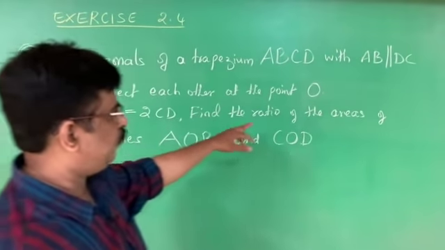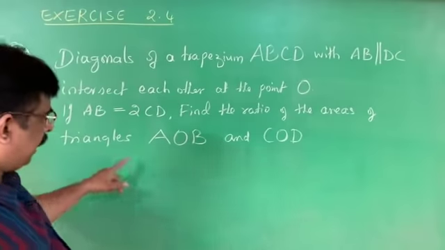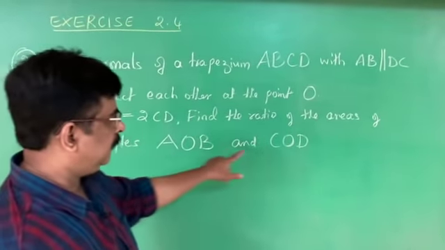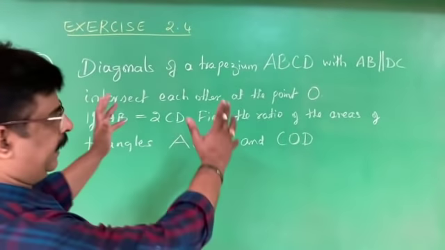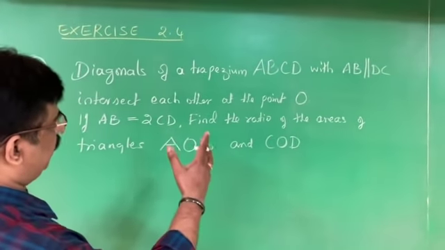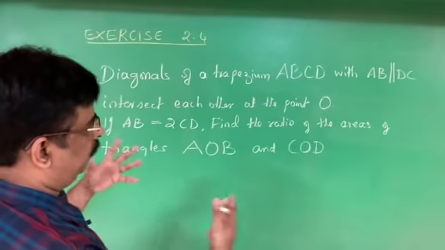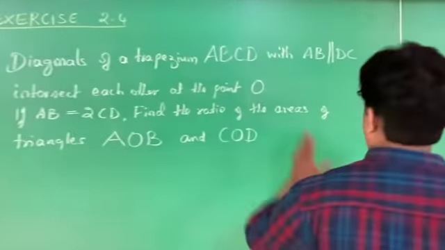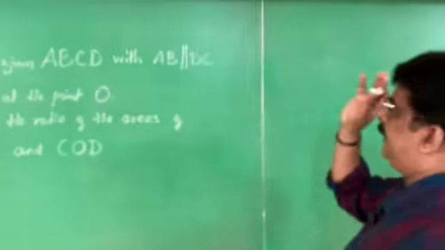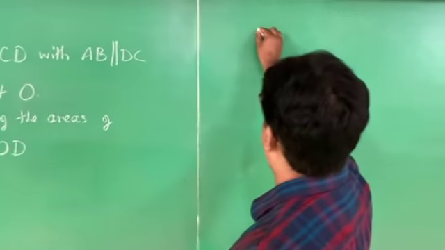And find the ratio of the areas of triangles AOB and COD. The skill of this particular problem is drawing the diagram. Once you are able to draw the diagram, then the problem is solved. See, I write the problem here. What is it? ABCD is a trapezium. First I draw a trapezium.